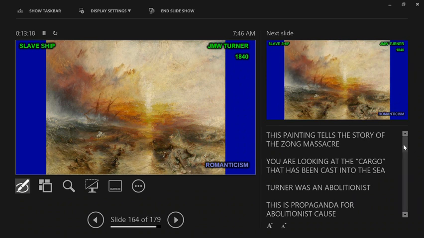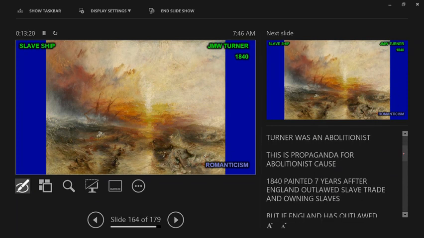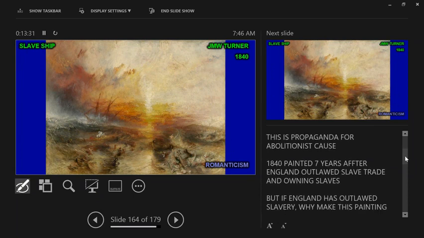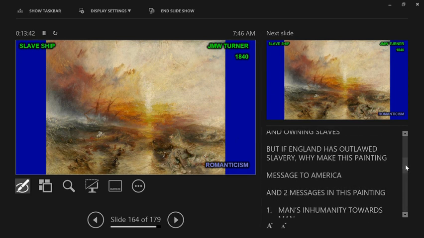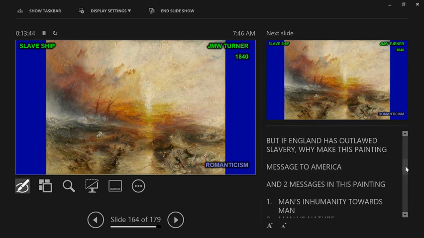Turner was an abolitionist. That means that politically he stood against slavery, and he voted to have slavery become illegal. That's what abolitionists believed in. So he painted this in 1840, 7 years after England outlawed the slave trade and owning slaves. But if England has outlawed slavery, why make this painting?